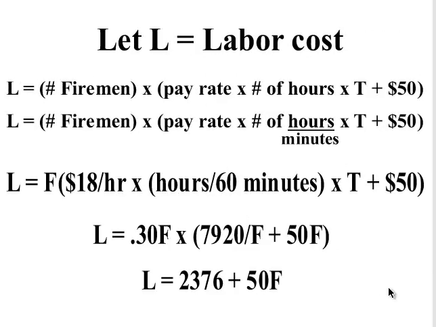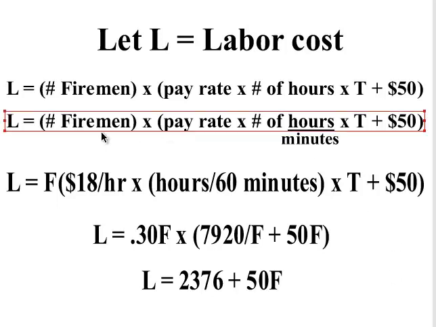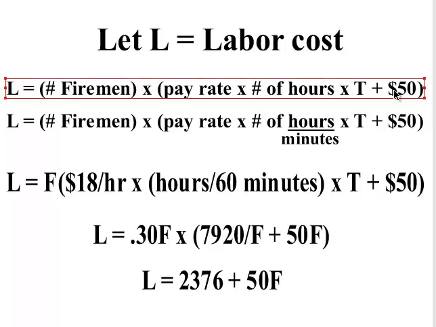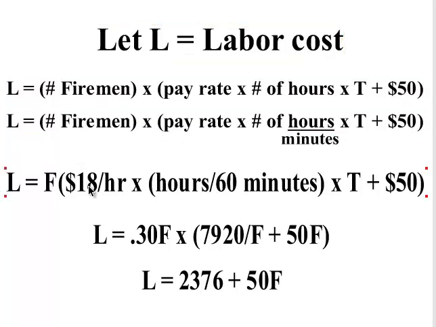And your labor cost. So the labor cost, we're going to let that be L, is the total number of firemen times their pay rate plus that extra $50 to deliver each one. So the firemen were making $18 an hour times hours and minutes. Again, I wasn't sure if we're going to use hours or minutes, so we might have to switch the hours to minutes, but I just left that in there. Times T. Remember, T was the total time it would take for the fire to get to the fire break, plus 50. And that boils down to 0.30 times F, the total number of firemen, times this one. This is the T: 7920 divided by F, plus 50, times F. We just distributed this F to everybody inside the parentheses, and we got the total labor cost to be 2376 plus 50 times the number of firemen.